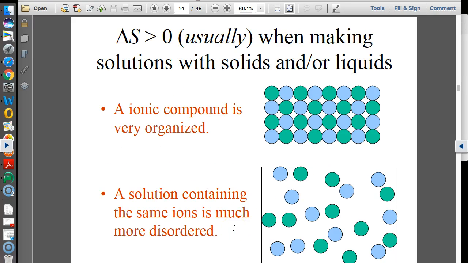Solutions typically, when I make a solution, entropy is going to increase, because if you think about those magnetic lattices of salt, those are really organized. And so when the ions are formed in water by the dipole of the water breaking the ionic bond, you're going to have lots of different possibilities for how those ions can be arranged, and so entropy will increase.